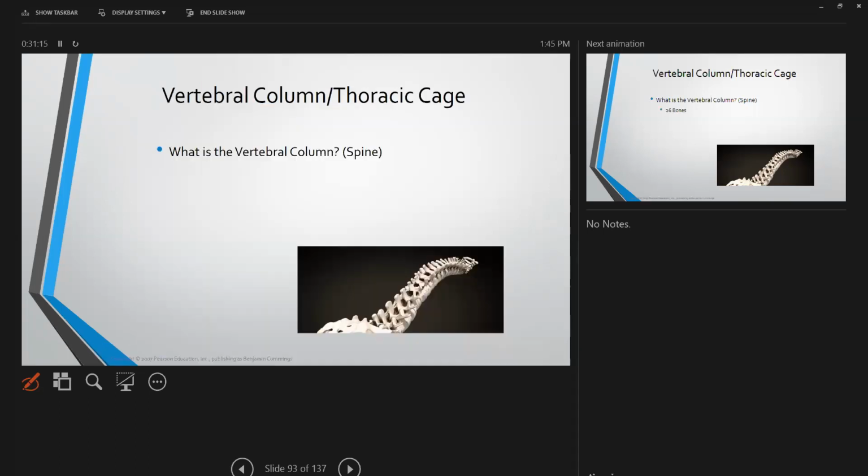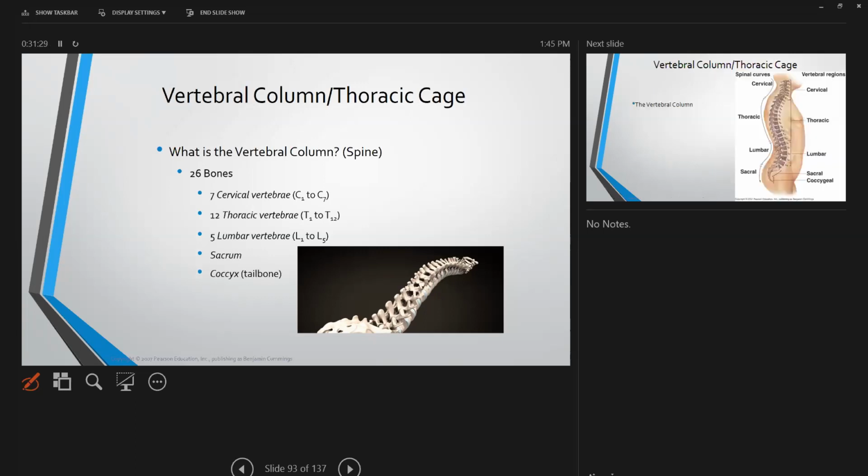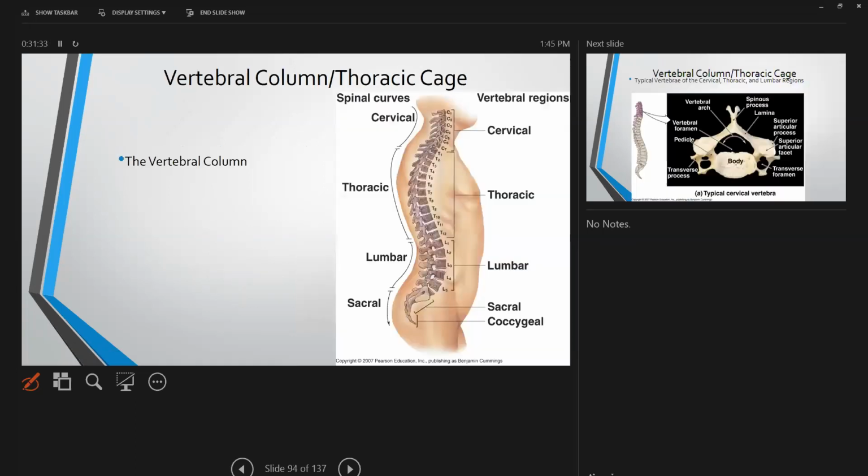The vertebral column, which you'll go into in a lot more depth with Dr. DeMeo, is 7 cervical vertebrae, 12 thoracic vertebrae, and 5 lumbar vertebrae. Then you have your sacrum, which is basically the foundation, and the coccyx, which is considered the tailbone. So here's the normal curvature of the spine.